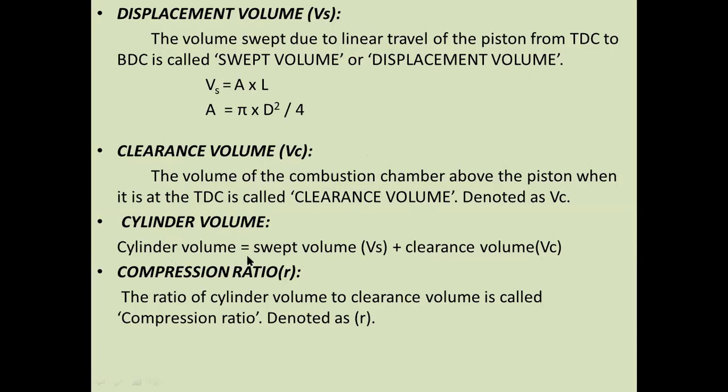Next we can see the cylinder volume. Generally the cylinder volume is equal to swept volume plus clearance volume. A very important parameter for SI engines and CI engines is the compression ratio. In the petrol engine the compression ratio is generally 6 to 10, but in the diesel engine it is 16 to 23. The ratio of the cylinder volume to the clearance volume is called the compression ratio. It is denoted by r. Thank you.